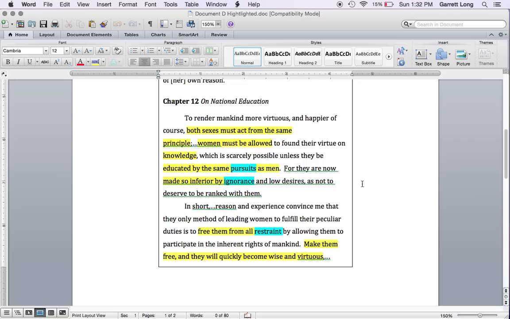This last paragraph is saying this, and this is what you're going to write for your annotation. Free women from all restraint and allow them an equal education in order for them to have a role in society. Once again, free women from all restraint and allow them an equal education in order for them to have a role in society.